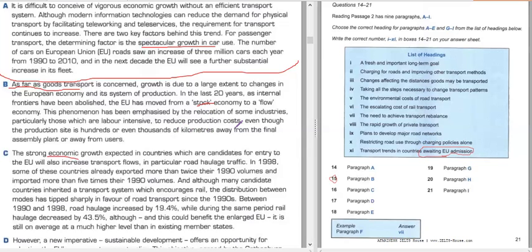Basically, it's talking about something about the economy and reducing production costs, even though the production site is hundreds or even 1,000 kilometers away from the final assembly point, plant or users. So, changes affecting the distances goods may be transported. So the first, charging, no, it's not about charging something.